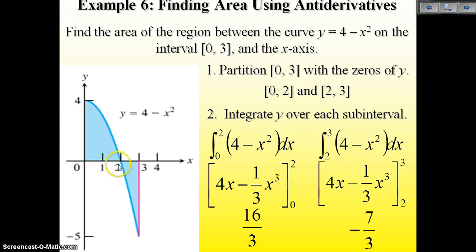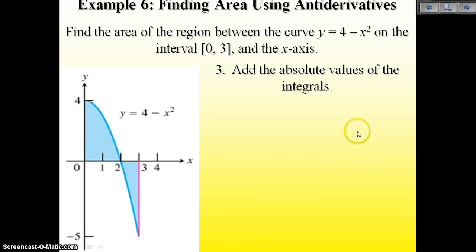Again, why is it negative? Because it's an area that is underneath the curve. We'll add the absolute values then, because we'll want total area, not net area. So we'll consider both areas to be positive, and that gives us a total area of 23/3 underneath that curve.